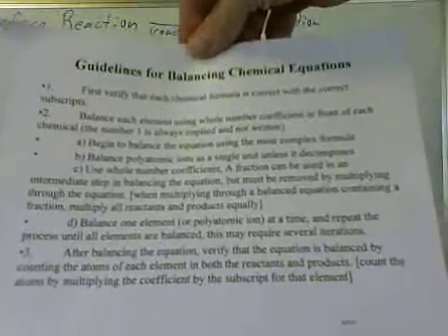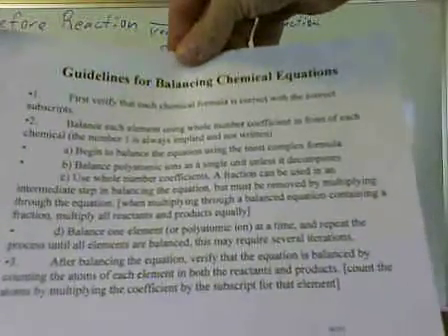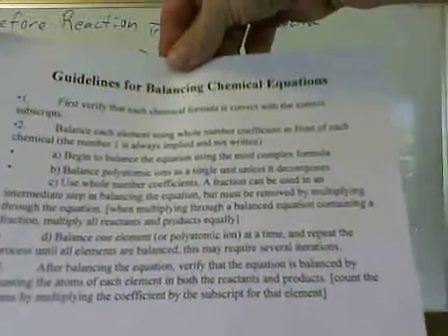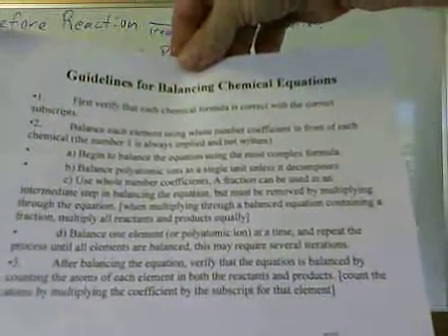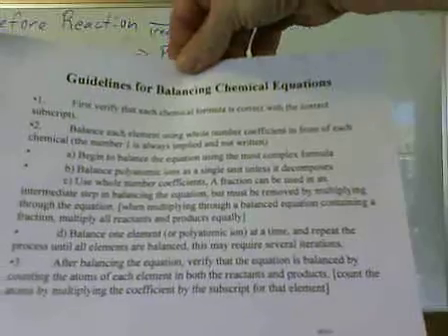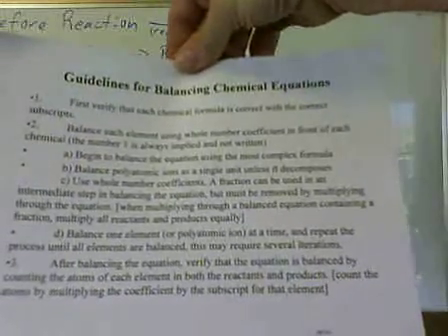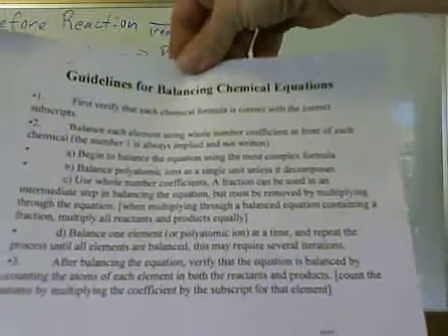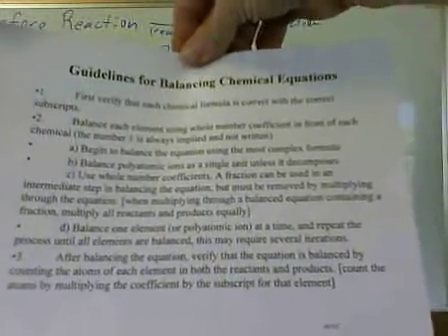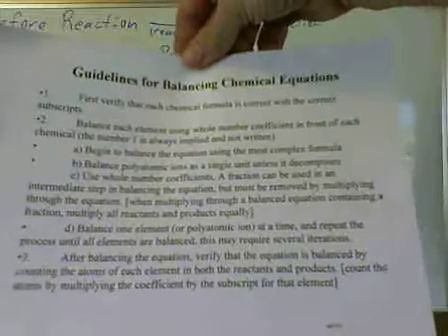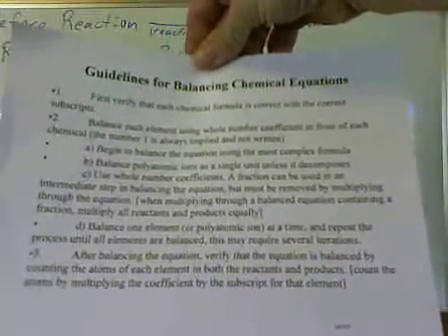We're going to balance one element at a time, go through, balance all the elements, and then come back and verify that the equation is balanced. If we use a polyatomic ion and it does not decompose, we can balance that as a whole unit. We want to use whole number coefficients for balancing in front of the compounds, although we can use a fraction temporarily.